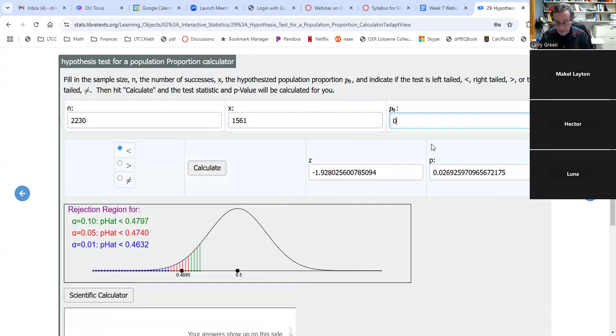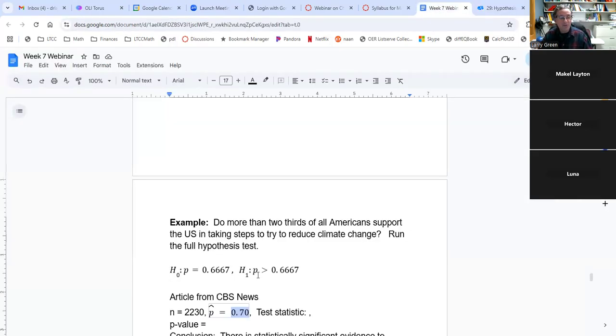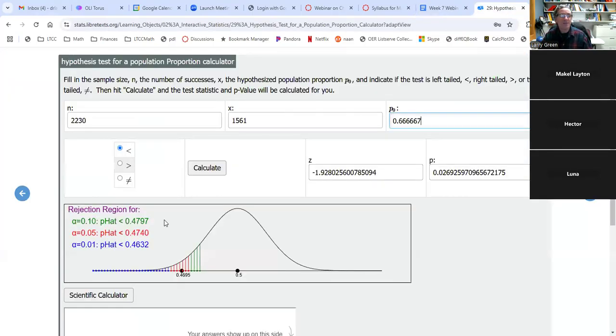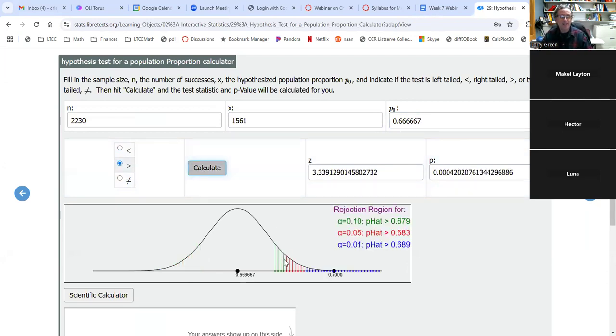Our P naught was 0.6 bunch of sixes and a 7. And we want to see, is it greater than that? So I'm going to click on greater than. This is called a right tail test, and we'll see that in a minute. If I hit calculate, now notice the right tail will make you reject because bigger than means that you only reject when you're in the high side. Okay, our p-value is very small.